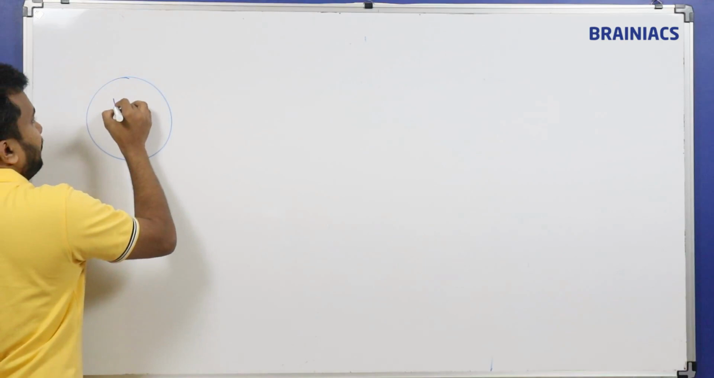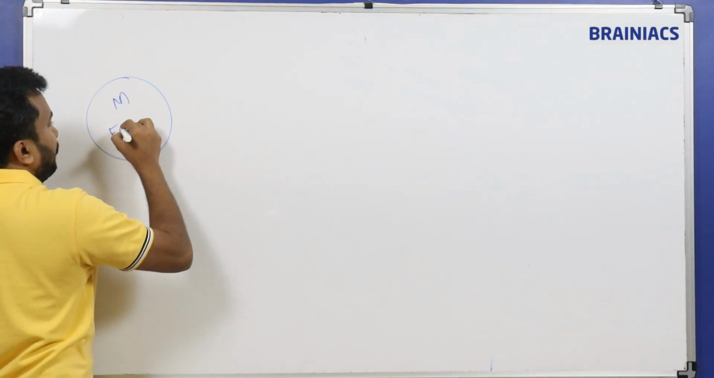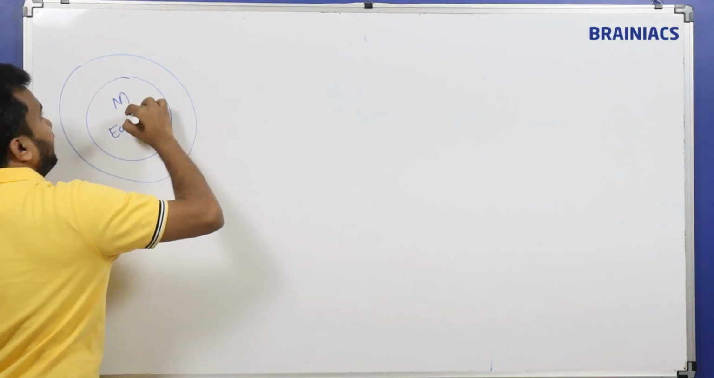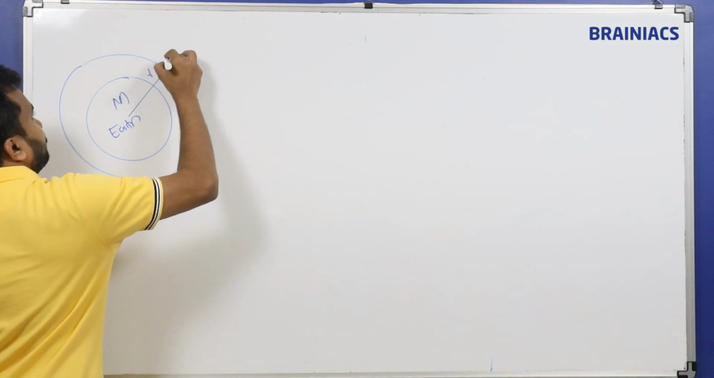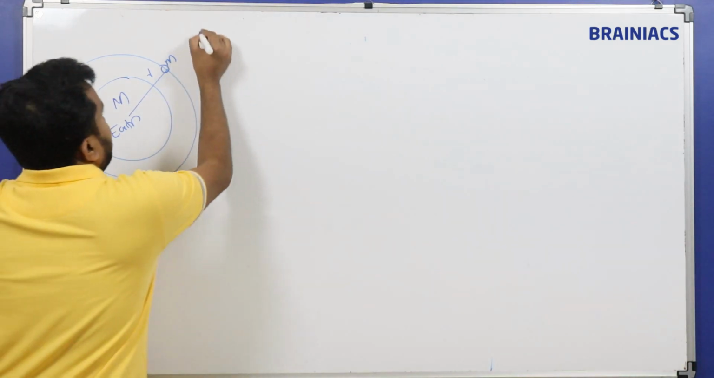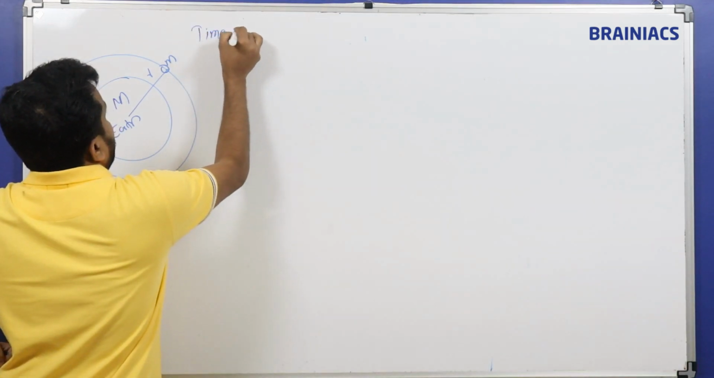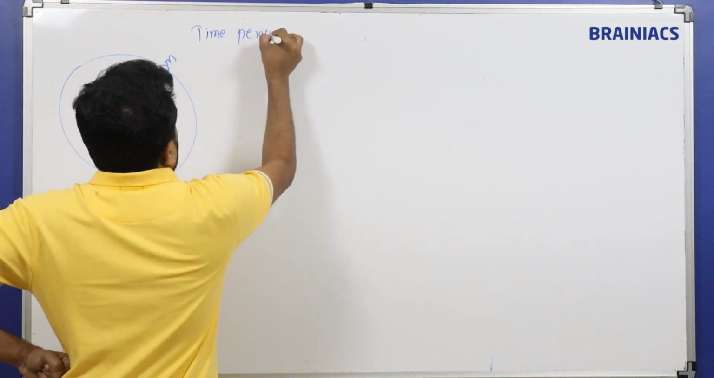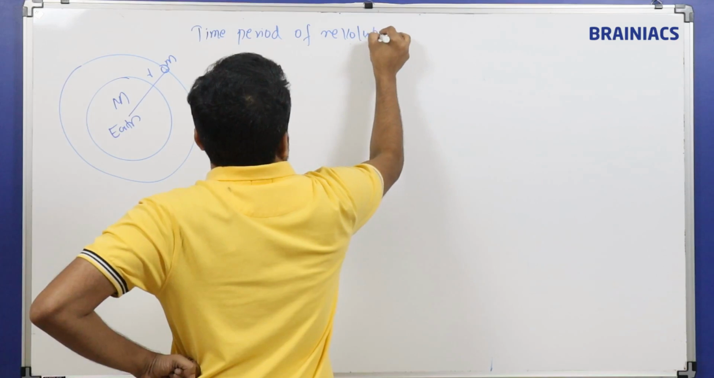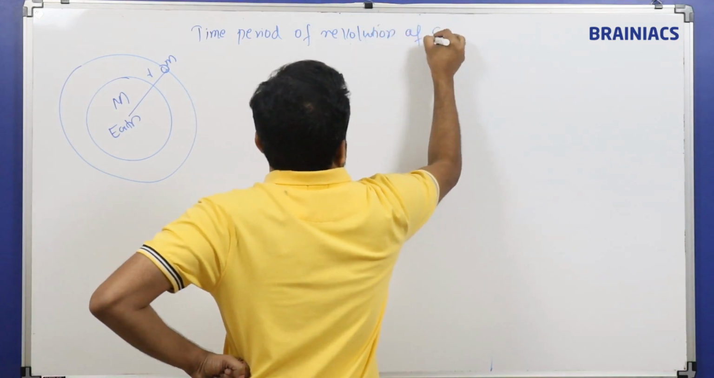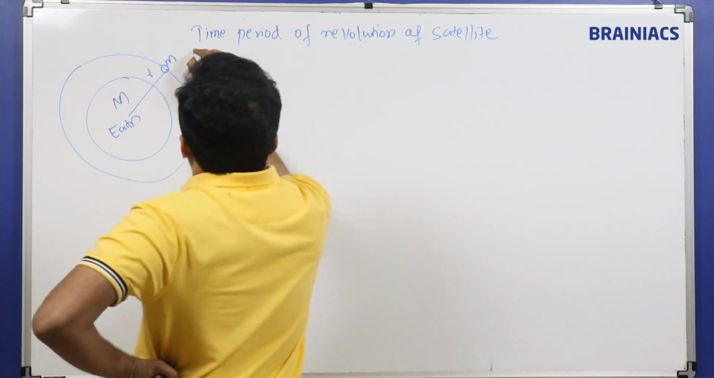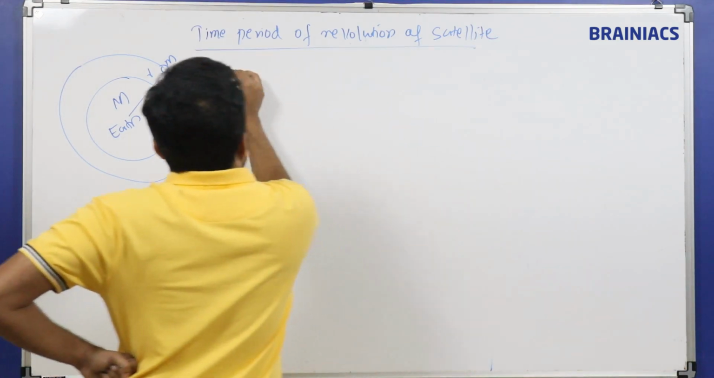We have a mass called M, and this is called Earth, and around this we have an orbit at a distance of r, whose mass is m, and the body is rotating. So the next heading is time period of revolution of satellite. Time period means what? Time taken to complete one rotation.